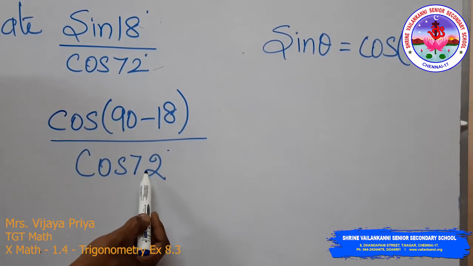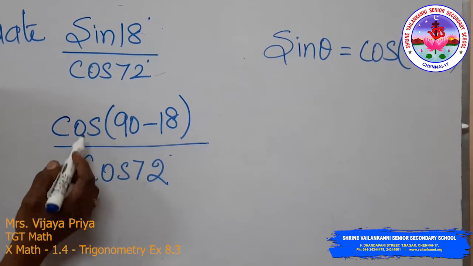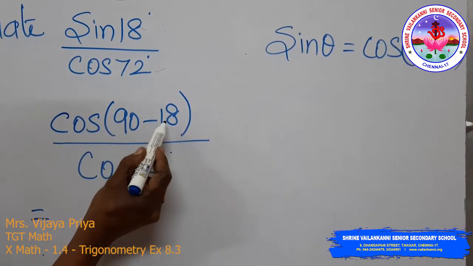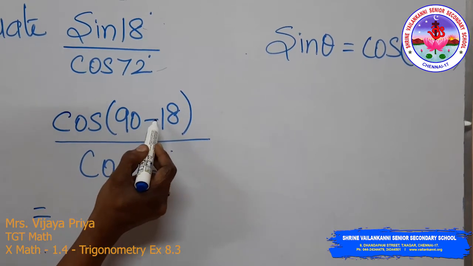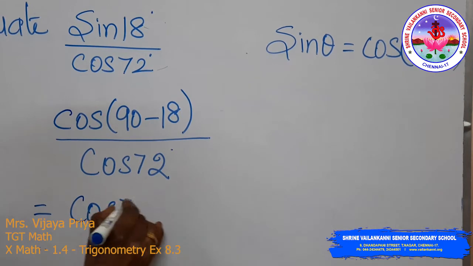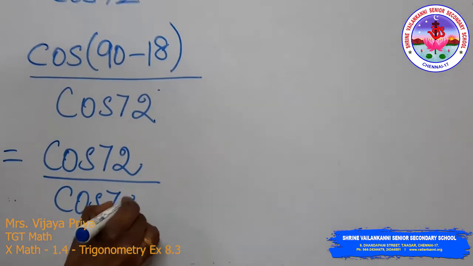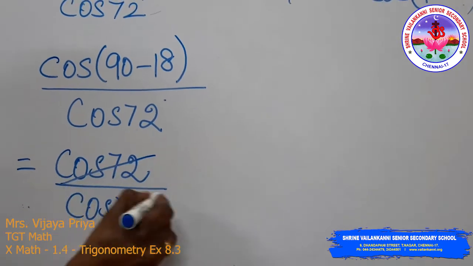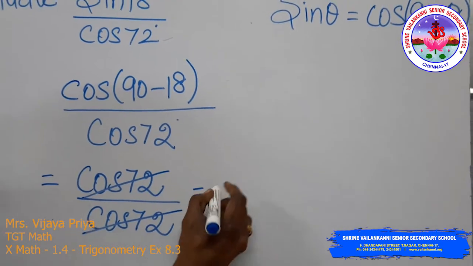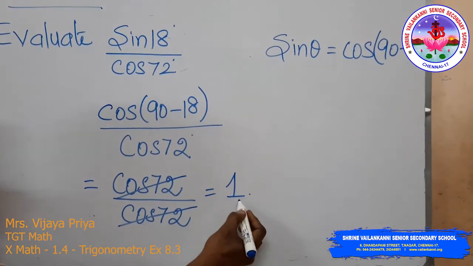So I am keeping my denominator as it is. Now cos 90 minus 18 is 72. So I get the numerator as cos of 72 divided by denominator cos 72, cancelling on both cases. So I will get cos 72 divided by cos 72. Answer is 1.